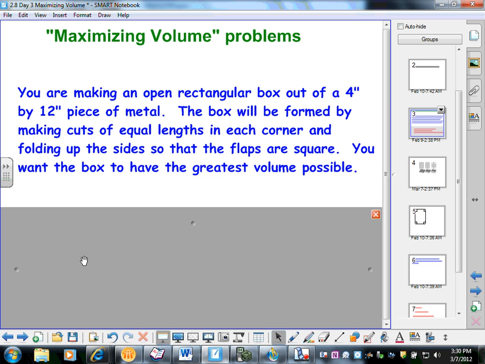All right, we're going to make an open rectangular box out of a 4 by 12 piece of metal. The box is going to be formed by making cuts of equal lengths in each corner of the paper and then folding those sides up. You want this box to have the greatest volume possible. Let's look at what that might mean.